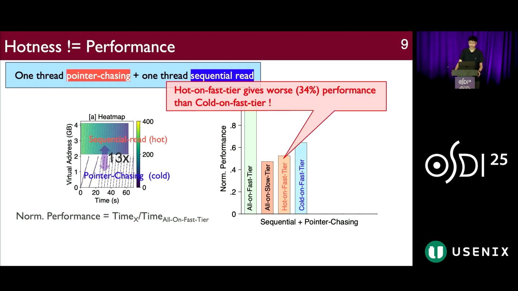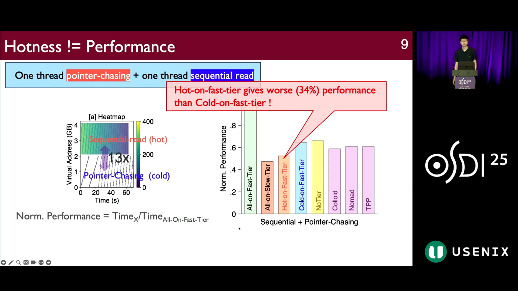The interesting finding is that placing the hot data, that is the sequential read data, in the fast tier actually gives worse performance than placing the cold data in fast memory. In other words, the cold data benefits more from the fast tier in this case. The purple bars show the performance of the state-of-the-art tiering system based on hotness, and they perform worse than the case when there's no tiering at all. Why? Because the system promotes hot data to the fast tier, and any page migration only makes the performance worse.